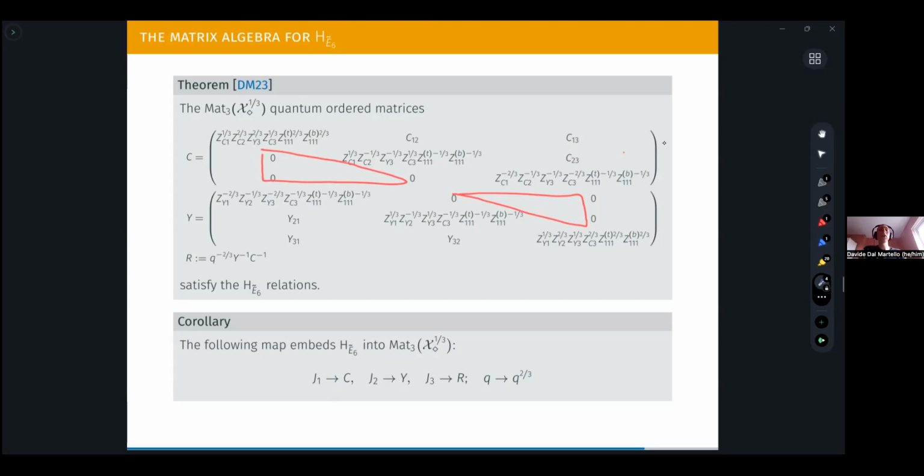Maybe to finish, let me point out that I insisted on the fact that we wanted to construct the first representation that had no restriction on the parameters. And this is indeed the case.